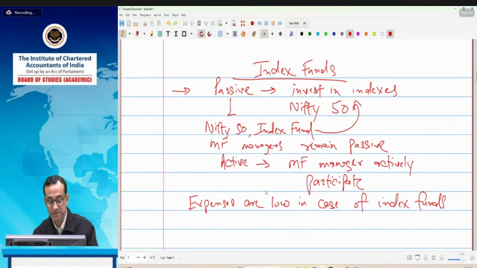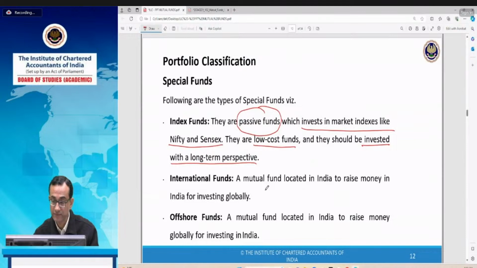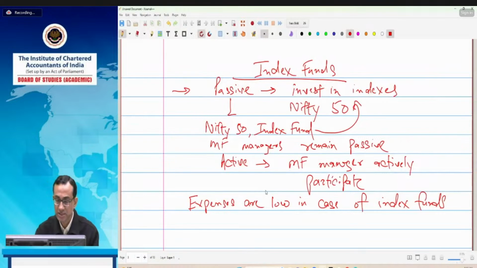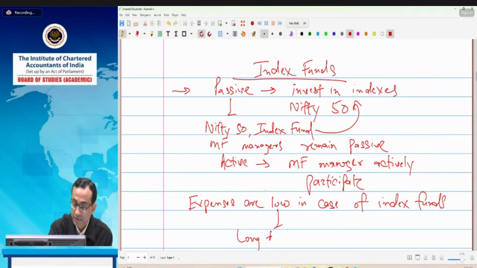So one part is that expenses are low in case of index funds, and they are invested for a relatively longer time. So the horizon in case of index funds is basically a long term investment horizon.